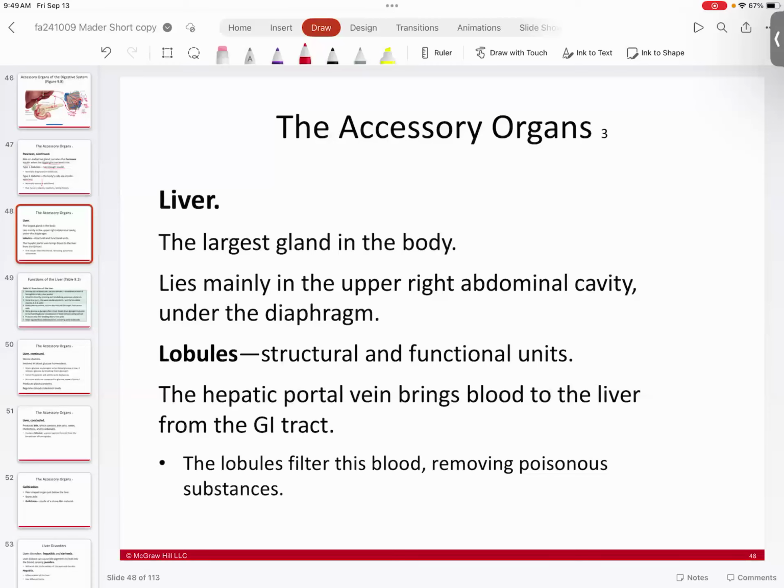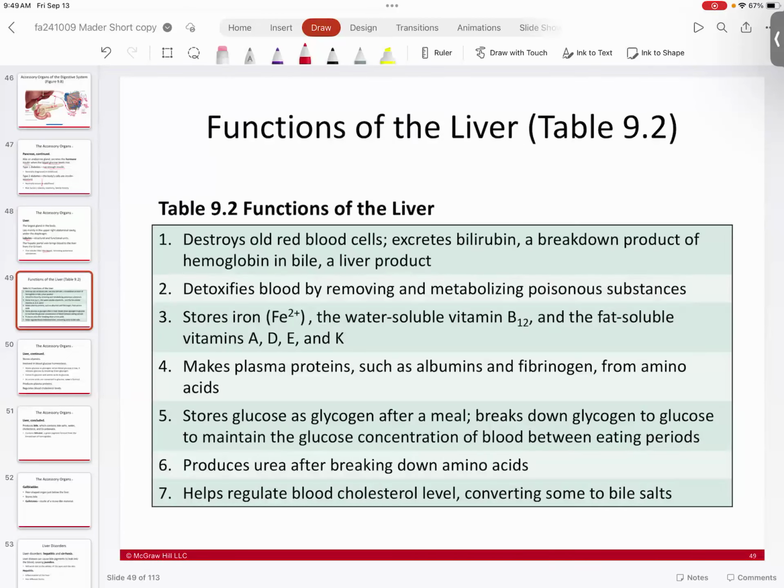So the liver, which is the largest gland in the body, is going to be in the upper right quadrant. So it's going to be right in the upper portion of your abdominal cavity, just below the diaphragm. It's organized in the lobules, which we just saw. And its job is to essentially filter the blood, those new nutrients that you just absorbed, metabolize them, and remove any poisonous things before you release it out to the rest of the body.